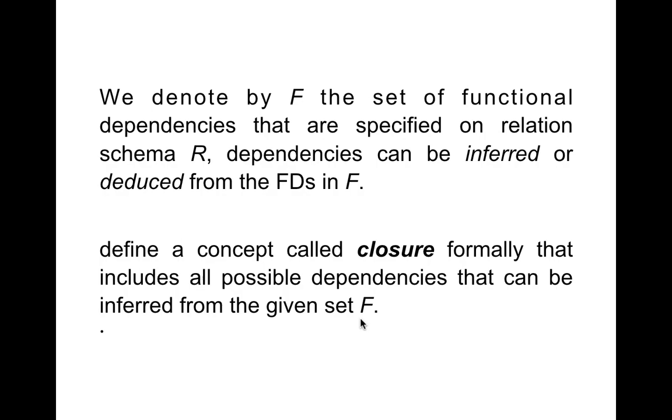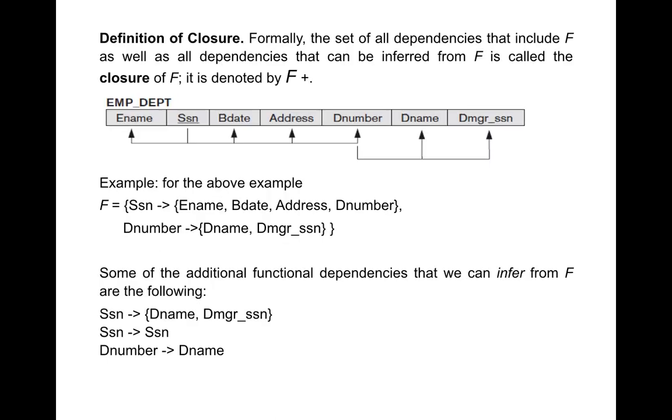You might have heard of this term closure in discrete mathematics or some mathematics subject. So let's take an example to understand what closure is. This was the same example which we used to describe guidelines of database design. SSN gives ename, birth date, address and D number. And from the D number, actually this is the join of two tables, we can get to know the department name and manager SSN.